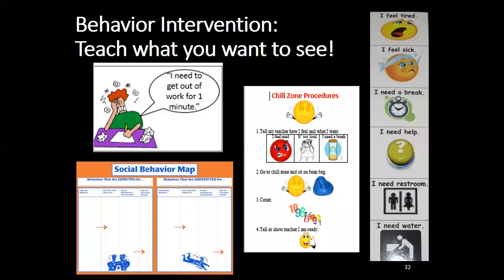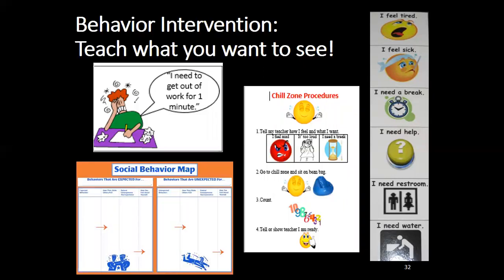So in behavior interventions, you want to teach what you want to see. Here are some behavior intervention visual tools that can be used to teach these new behaviors. For example, if a student's function is to avoid work, we could teach the student to provide us with a break card that allows him or her to get out of work for an X amount of time. This definitely serves the same purpose of the function to avoid work, but in a more appropriate way.